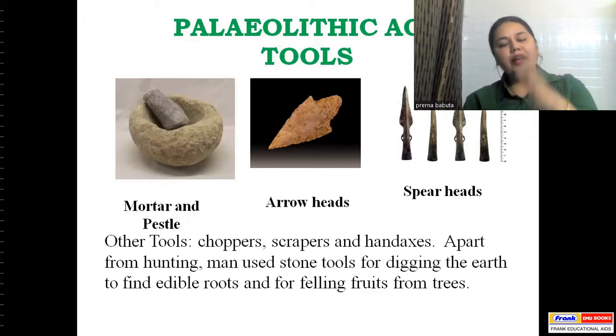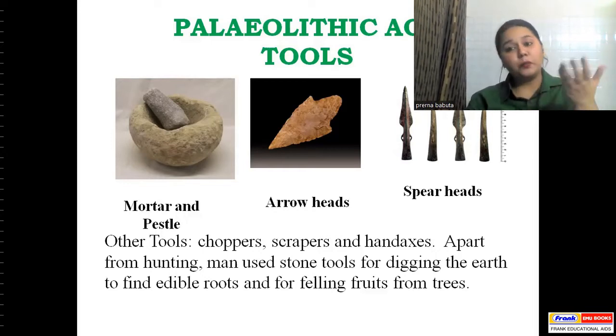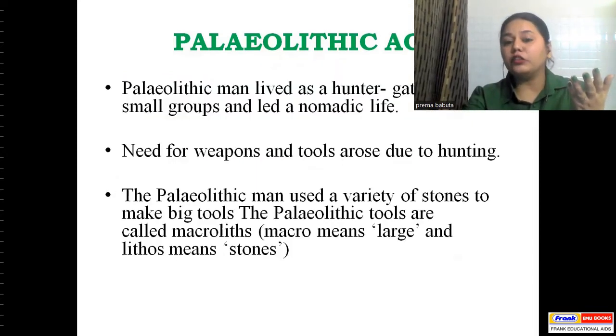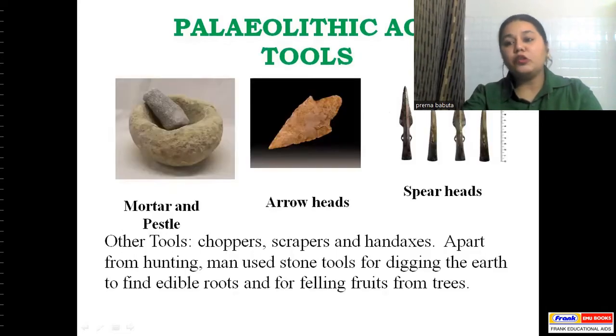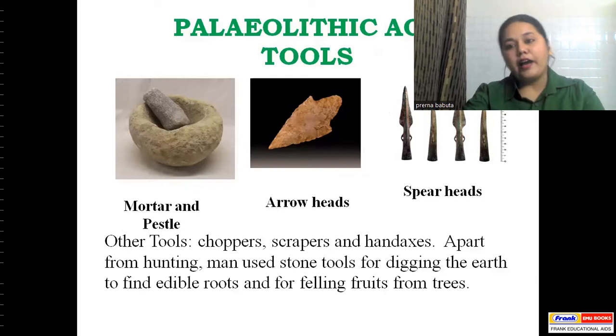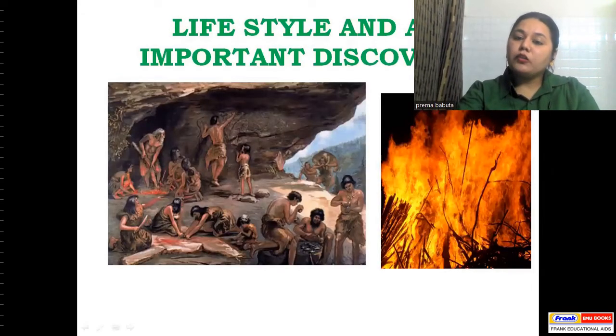So Paleolithic man, a hunter-gatherer, had to make tools, right? And as I already told you, the Paleolithic tools were also called macroliths. Macro meaning large and lith meaning stone. So large tools made out of stones. Pestle and mortar, arrowheads, spearheads, these were the main tools. So this is about tools.